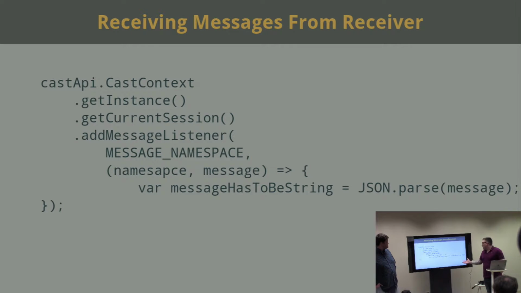And you may want to get messages back. You may want to receive messages from the receiver. Again, on the session, you will add a message listener, which is basically a very specific event listener. Then you give it the namespace, and you receive the messages back. The messages that you get back actually have to be strings, so if you want to send back an object, you have to have it as JSON, and you can parse it and do whatever you want with it.